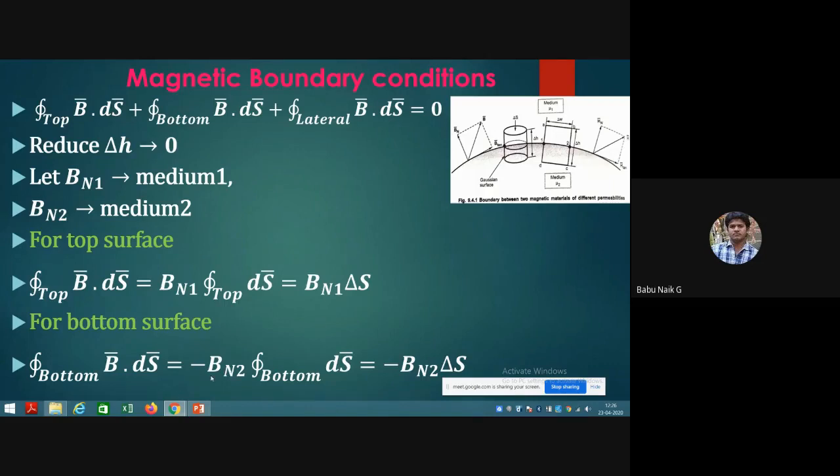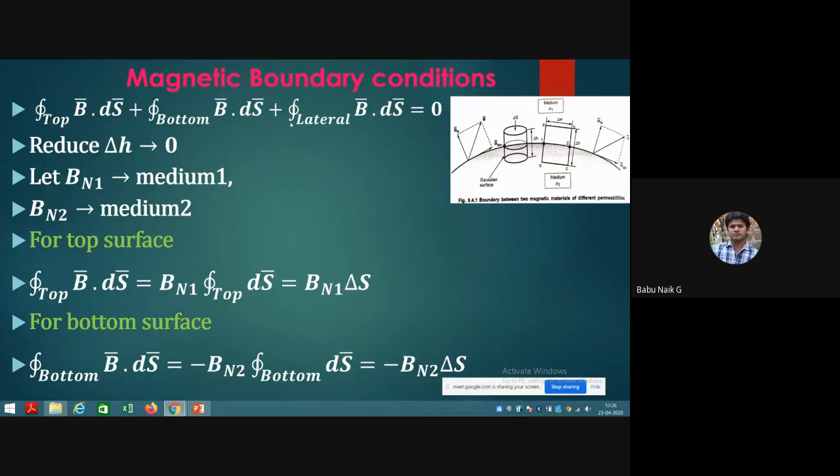Okay. So now minus Bn2 times the integral over the closed bottom of ds, which is constant throughout the boundary in medium 2. So now you can take Bn2 constant outside of the integration. Now the closed bottom surface ds is nothing but delta S. Fine.